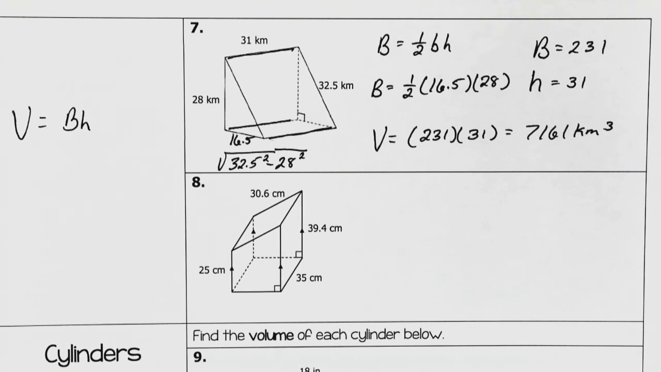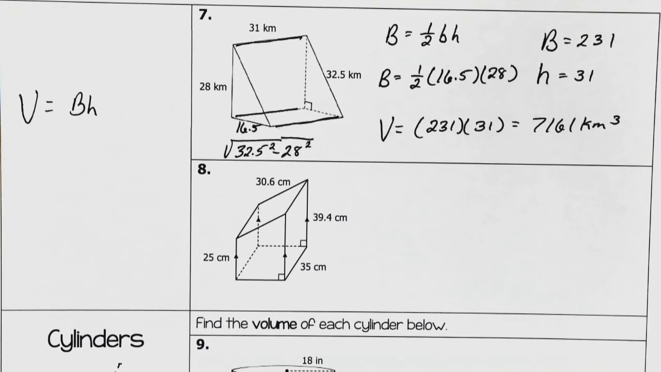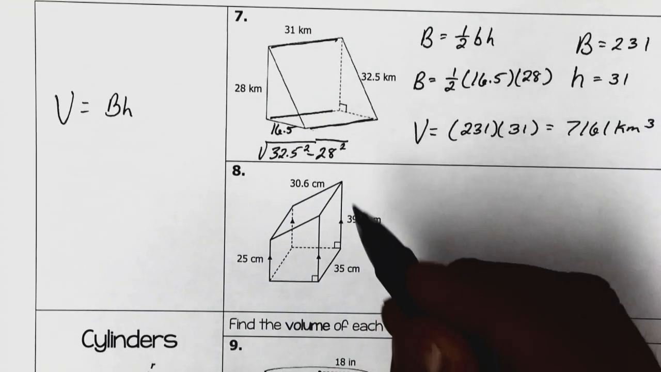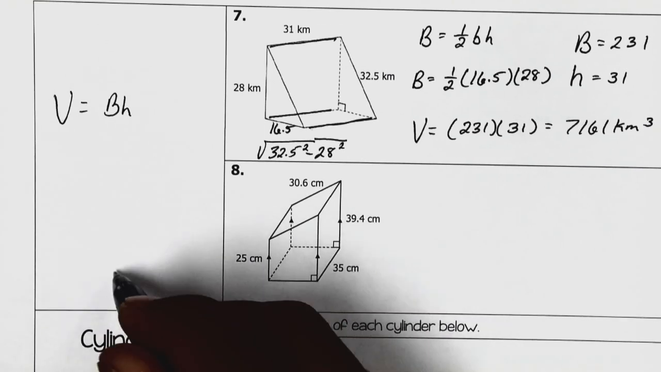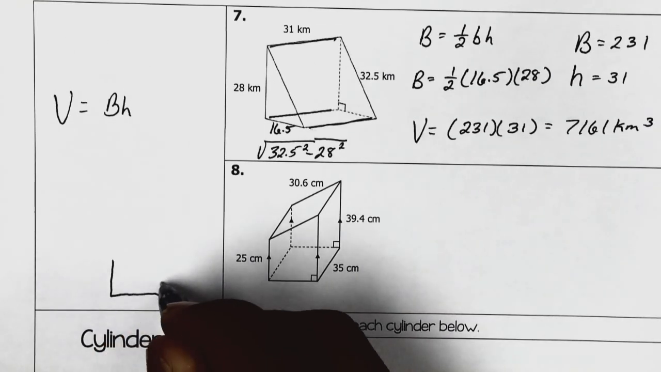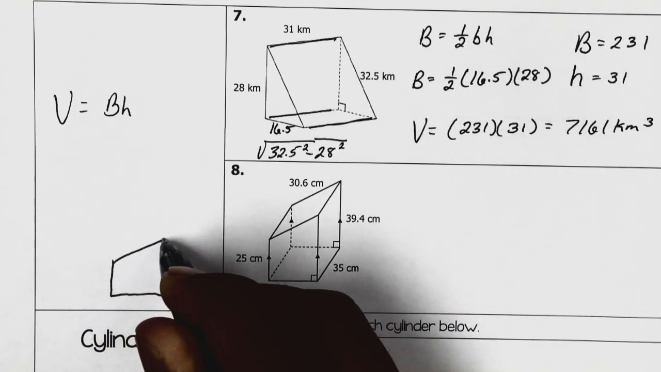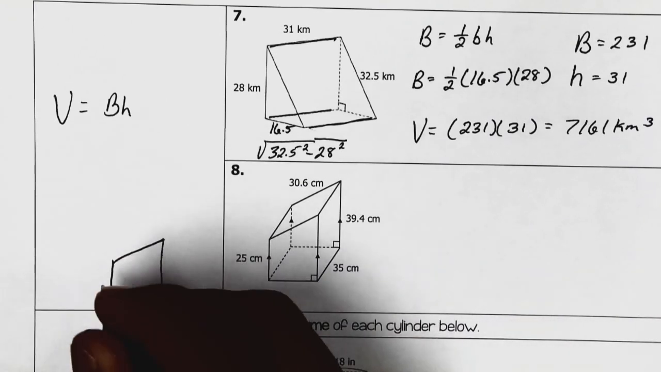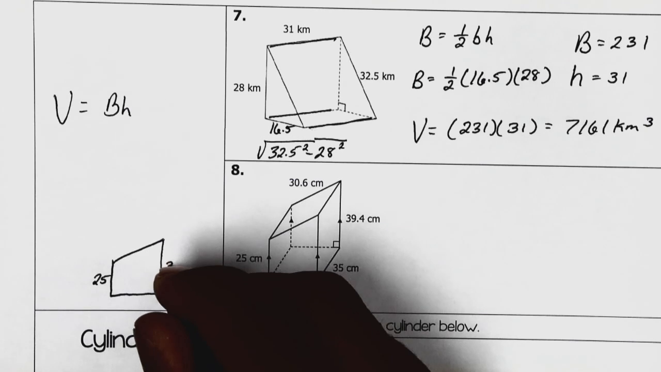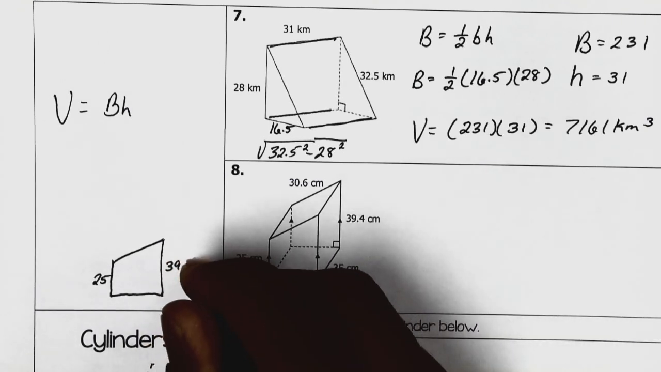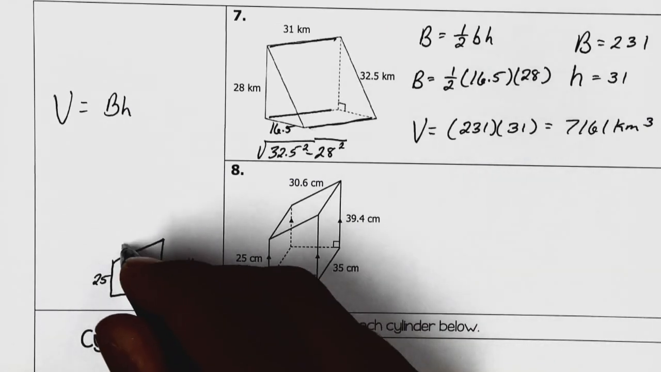Then finally, the last example. So this is a trapezoidal prism. So unfortunately for this one, we are going to have to do Pythagorean theorem again. I'm going to draw the trapezoid over here so you guys can see what it is that I need to do. There you go. So one part of the trapezoid is 25. The other part of the trapezoid is 39.4. And then I have this slant part right here, which is the 30.6.